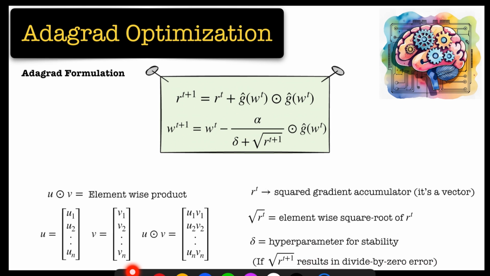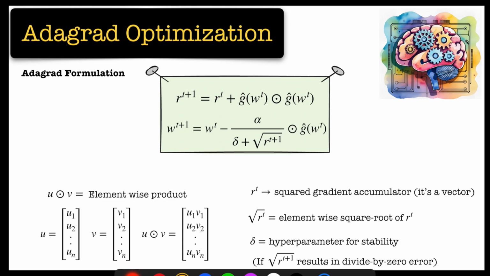So here Rt is the squared gradient accumulator, a vector, and the square root of Rt is the element-wise square root of Rt. So if Rt is one vector, the square root of Rt is the square root of each element in that vector. We get a different vector where each element is the square root of the corresponding element in Rt. Delta is a hyperparameter for stability. We'll see why we need it.